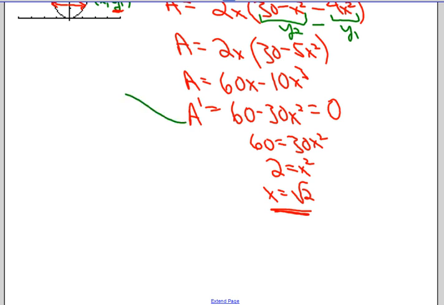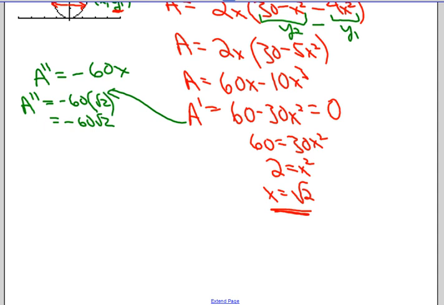I don't know. Let's take our second derivative. So we have the first derivative, and our second derivative looks like negative 60x. Kind of interesting here, isn't it? Let's sub in. Our second derivative is negative 60, and our x-coordinate was square root of 2. So I get negative 60 root 2. My second derivative is negative. Therefore, x equals square root of 2 is a relative max.